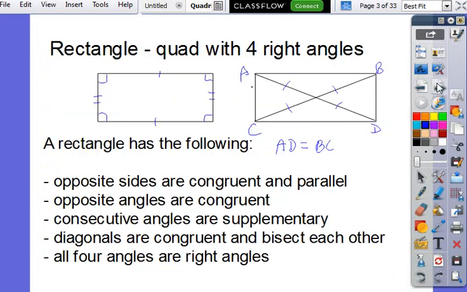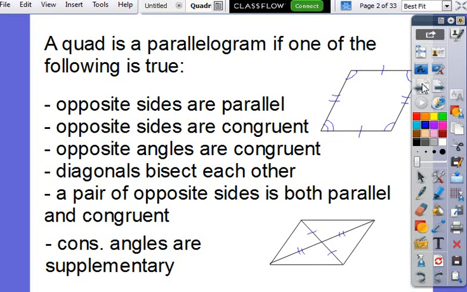Did we get those yesterday? Rectangle? Yeah. All right, so a rectangle, a quadrilateral with 4 right angles, has these characteristics down at the bottom. Now, a rectangle is still a parallelogram. So all of the stuff that works for parallelogram still works for rectangle. So all of these rules still work. It's just we have some extra ones.